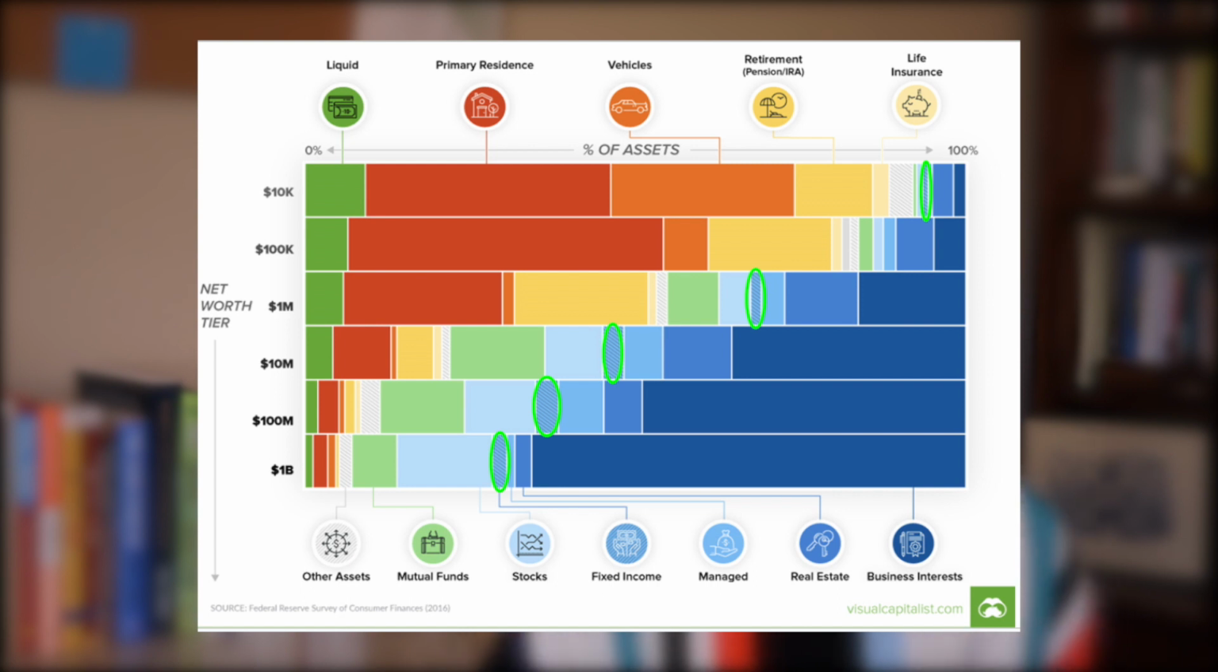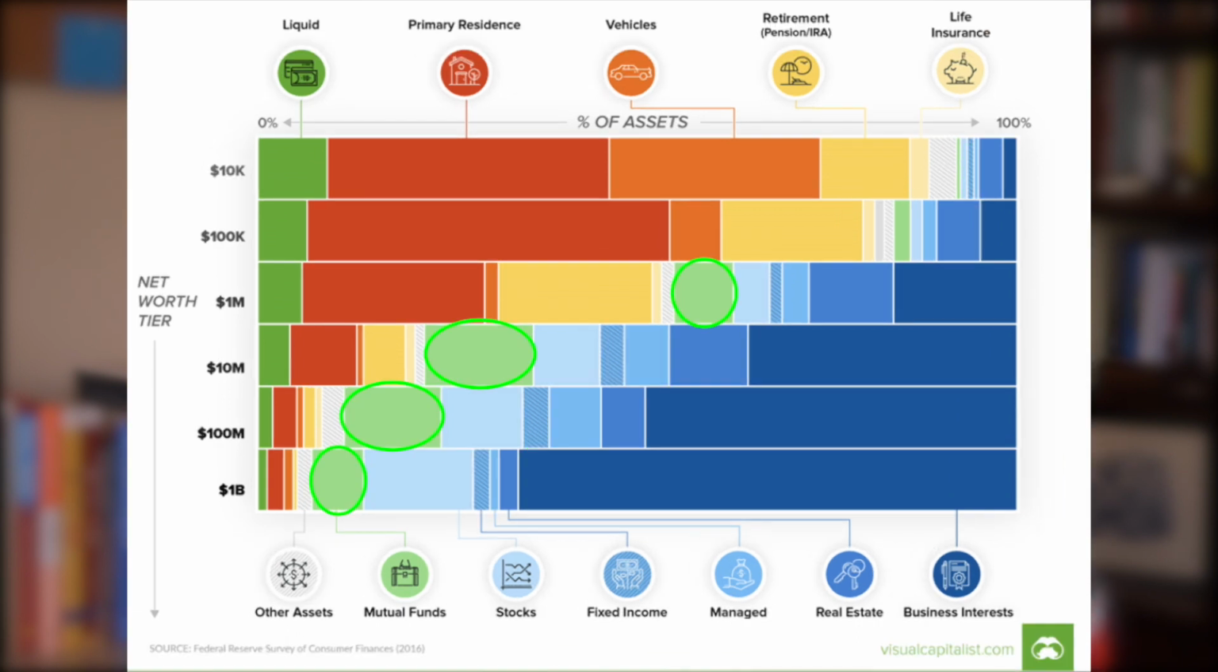In addition, mutual funds, which are in light green, and could include index funds, are important for millionaires and multimillionaires, but less important to billionaires. It's probably because they could get better returns with stocks and businesses.